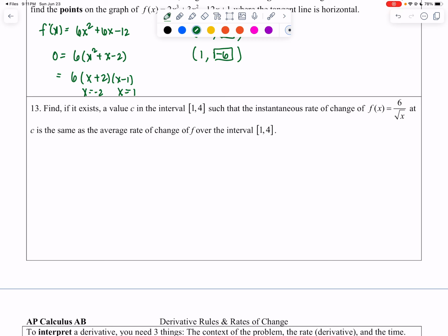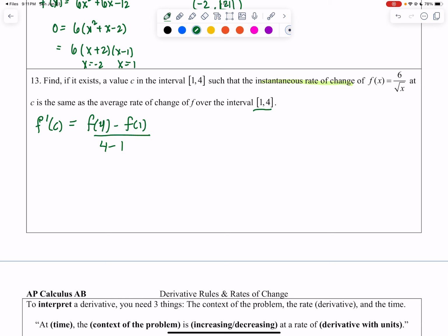Interesting. So first, what I'm going to do is think, okay, if I have the instantaneous rate of change at c, so this is saying for some c, that is going to be equal to the average rate of change of f over the interval 1 to 4. So that's saying this right here. All right, so what we need to do is figure out what my derivative is and figure out what f of 4 and f of 1 is. So I'm going to figure out what f of 4 is.